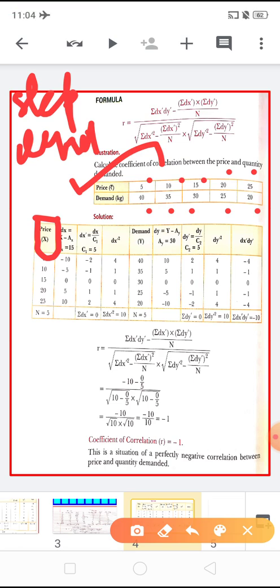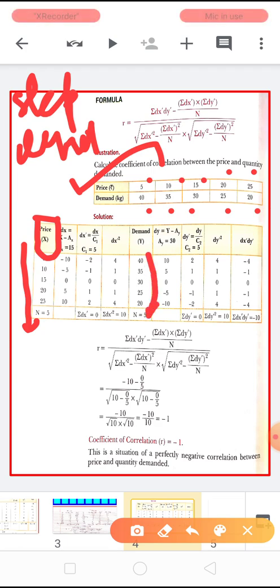So children, the same process we are going to apply here. The x variable values are written out here, and the y variable values are written out here. Again we assume any value. Suppose we have assumed 15. So 5 minus 15 is minus 10, 10 minus 15 is minus 5, 15 minus 15 is 0, 20 minus 15 is 5, and 25 minus 15 is 10.